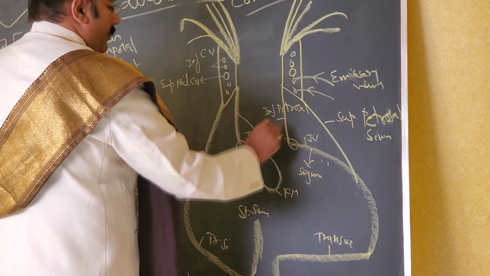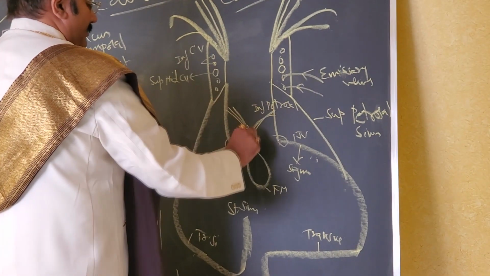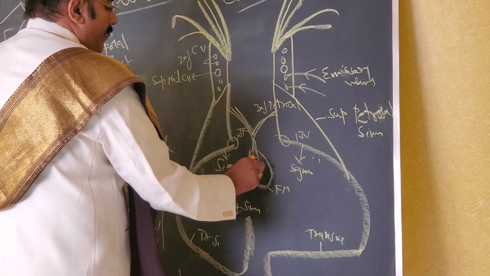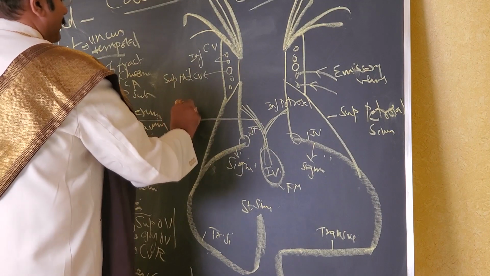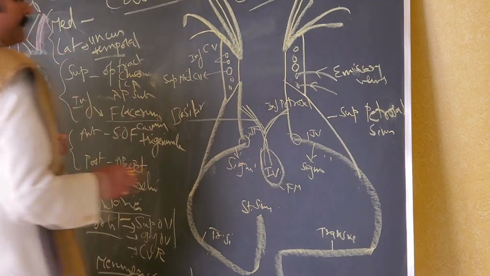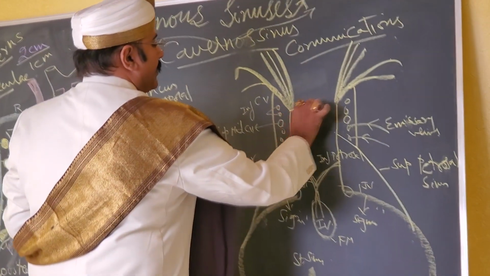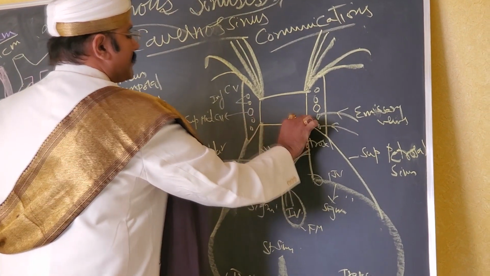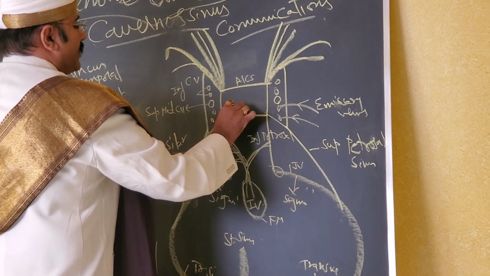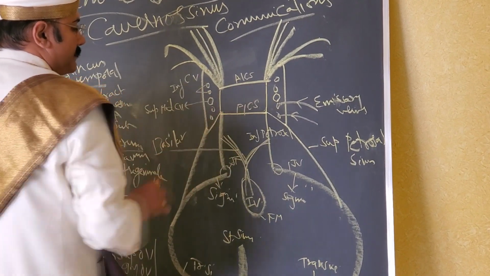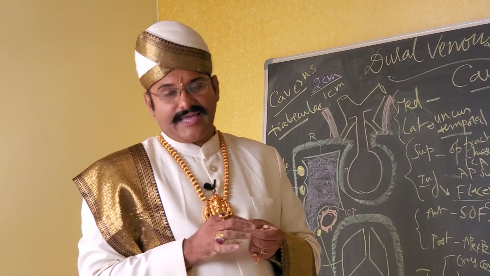And here you have got the basilar venous plexus. This basilar venous plexus is communicating with the internal vertebral venous plexus. This is your basilar plexus of veins which is connecting with the internal vertebral venous plexus. The cavernous sinus of the right side is connected with the cavernous sinus of the left side by the anterior intercavernous sinus and posterior intercavernous sinus. Are you able to appreciate the diagram of the communications of the cavernous sinus?